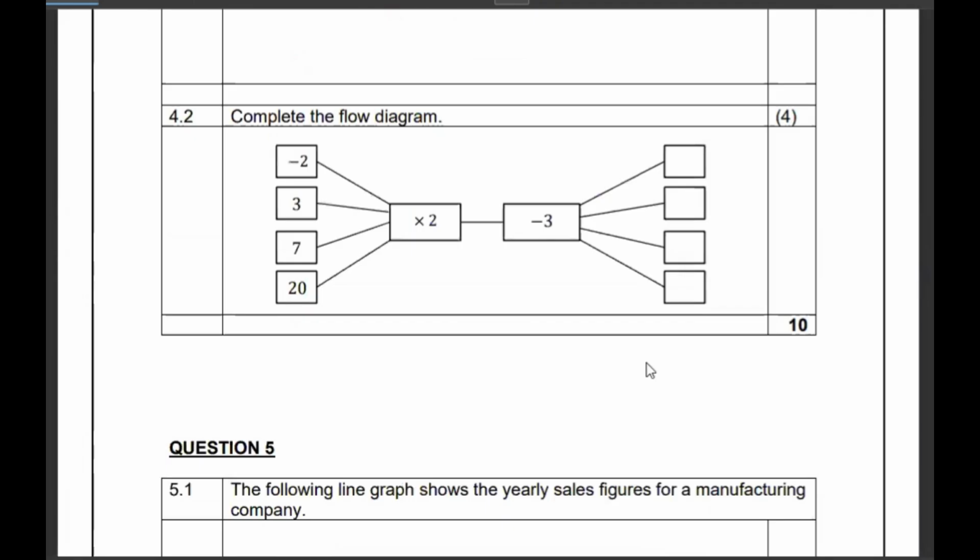So negative 2 times 2 is giving us a negative 4. Negative 4 minus 3 is a negative 7. And then 3 times 2 is a 6. 6 minus 3 is a 3. 7 times 2 is a 14. 14 minus 3 is 11. 20 times 2 is a 40. 40 minus 3, we get a 37.